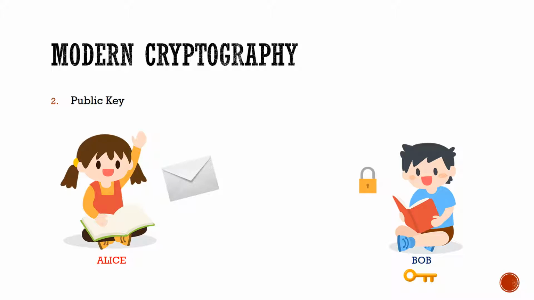Another method that we use in modern cryptography is called the public key cryptosystem. Here, Alice and Bob don't use the same secret key as in the symmetric key cryptography. Instead, Bob sends a public key that Alice will use to encrypt her secret. Alice then sends the encrypted message to Bob, who will decrypt it by using his secret key.